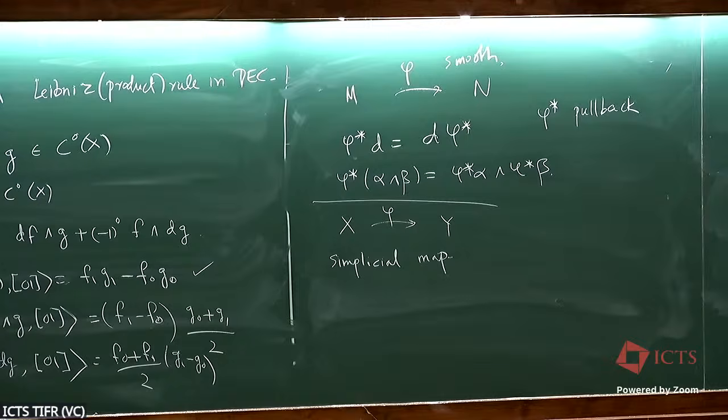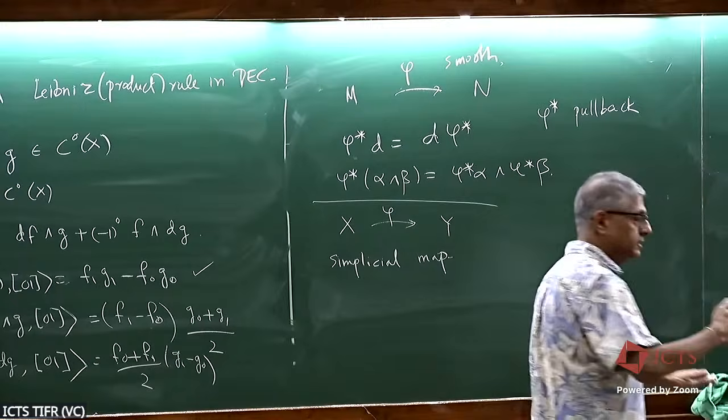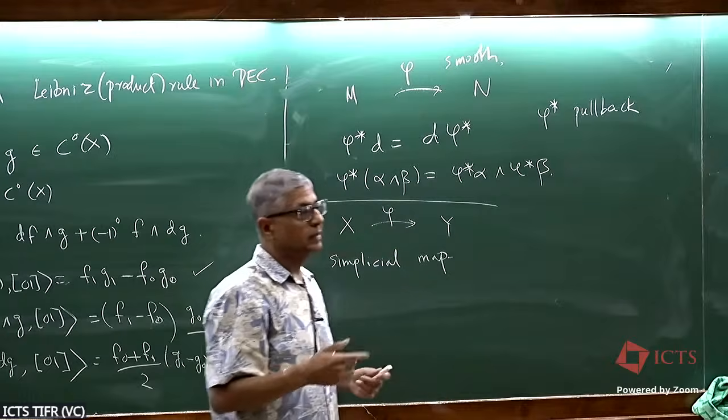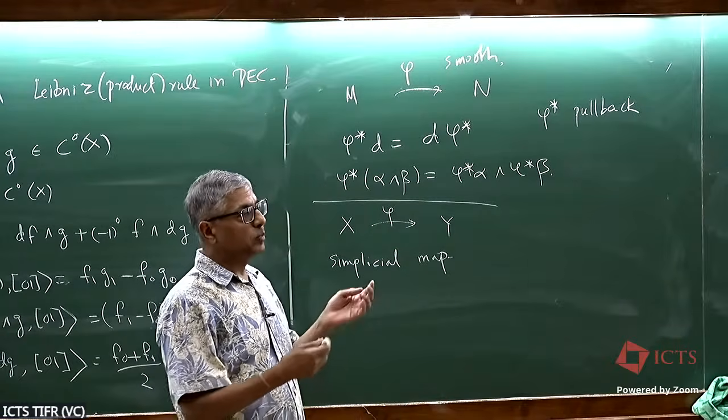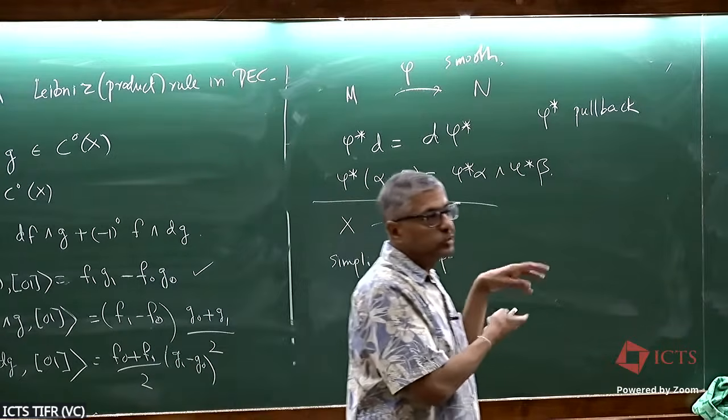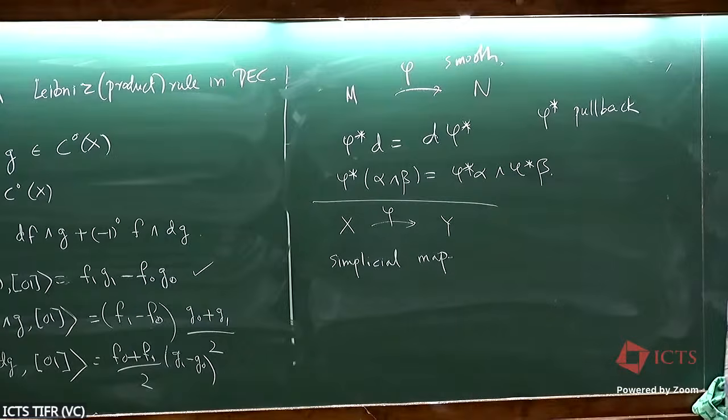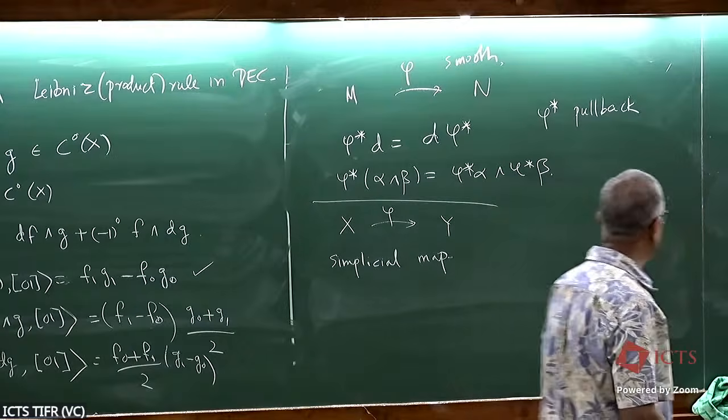So a simplicial map is something you define using maps of vertices. You say this vertex goes to that vertex, this vertex goes to that vertex. But it should have a property, and the property is that if you have a simplex on the left, its image should be a simplex. So it's defined using a vertex map.